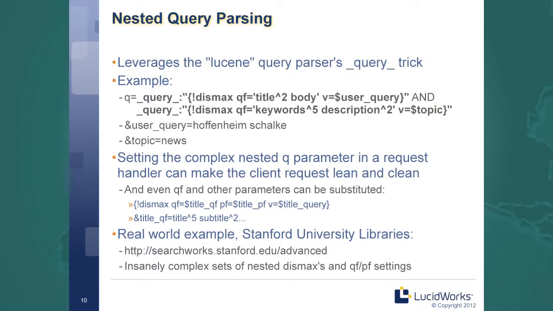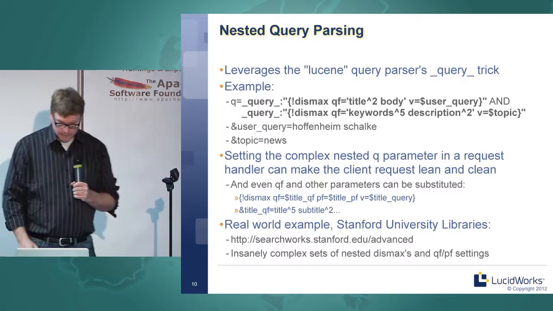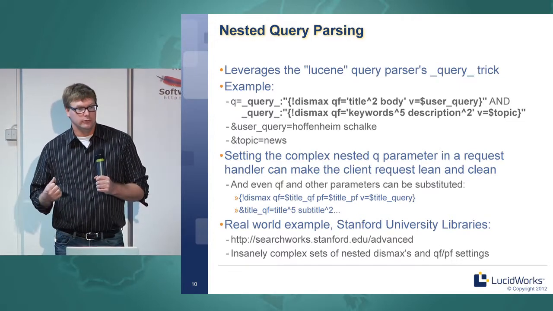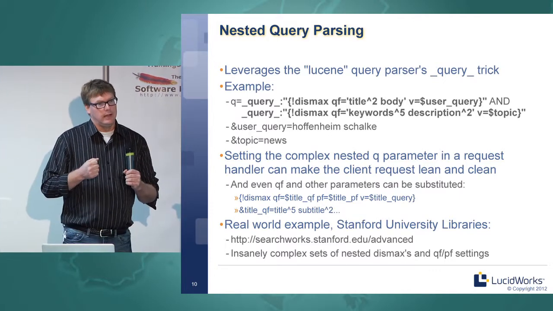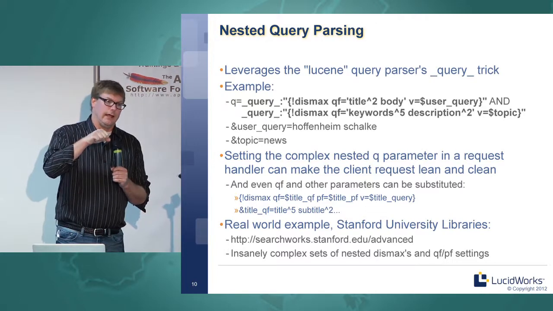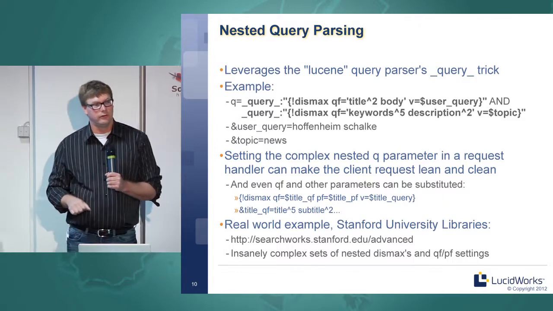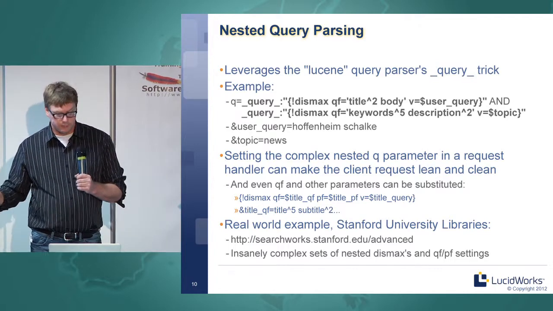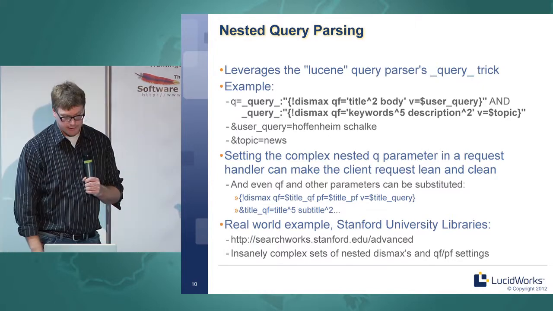So we've seen this local parameter syntax. We've seen the Lucene query parser has this backdoor _query_ magic field. Now I can show you how to combine those things to have what Solr calls nested queries. It's a way to use the Lucene query parser and then leverage that _query_ thing to parse various expressions and combine, in this case, multiple Dismax expressions into a single ultimate query to execute here.